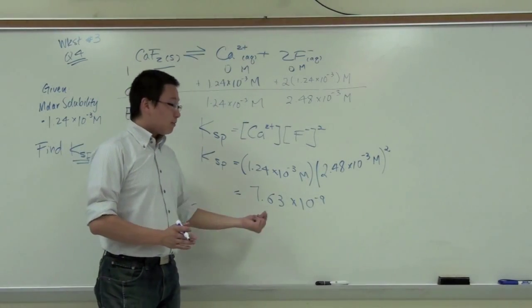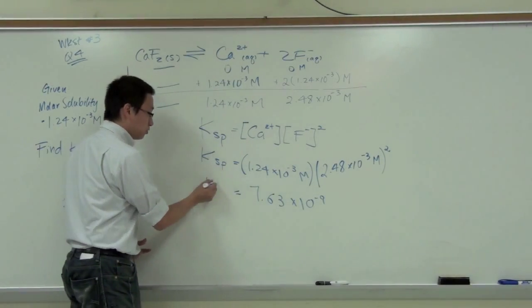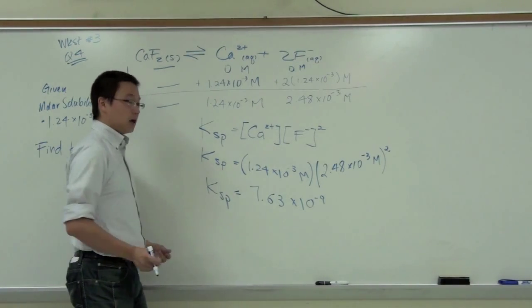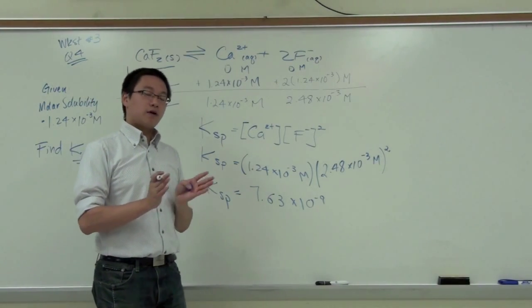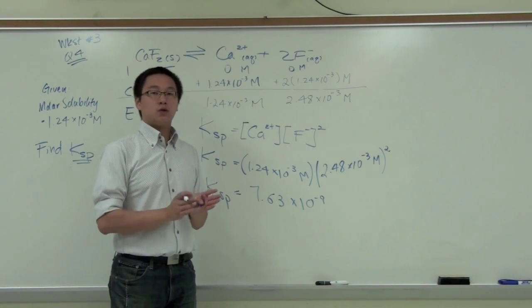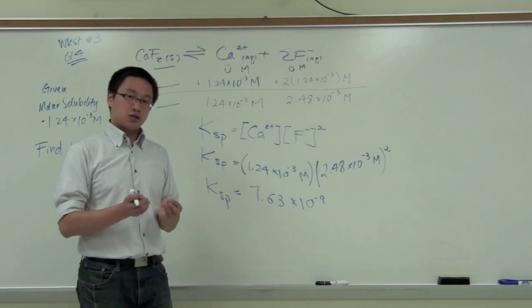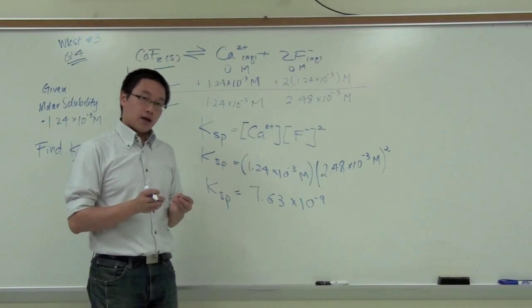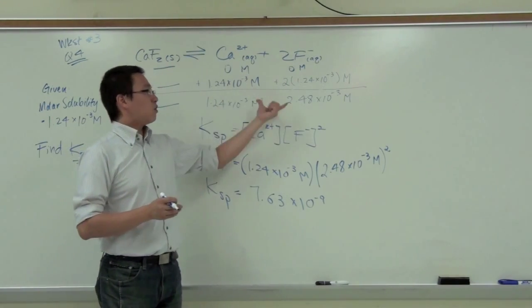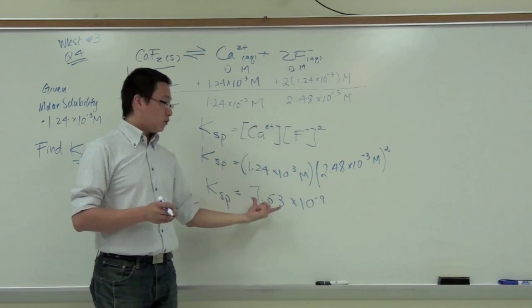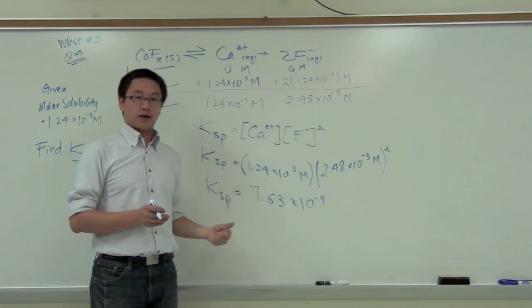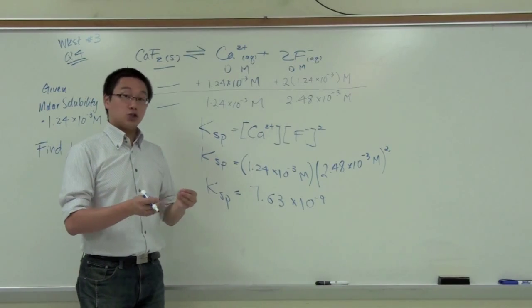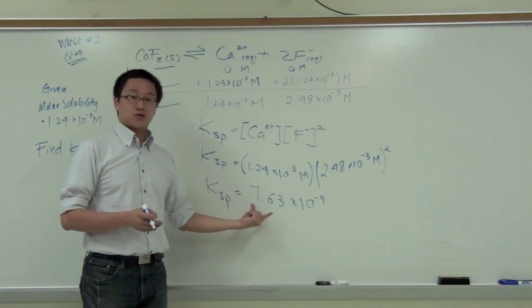Just keep in mind that the Ksp value has no unit, and it usually comes out to be a very, very small number, because we only use the Ksp for slightly soluble compounds or solids, which tend to produce a small amount of ions. That would give you a small number for the Ksp. So you may use this as a check to see if your answer makes sense.